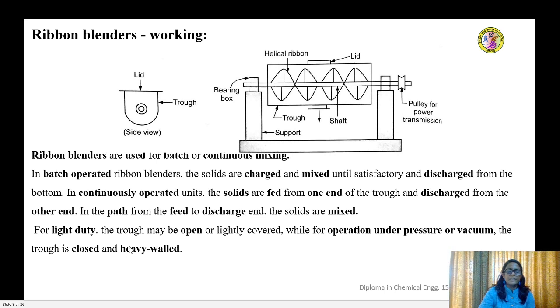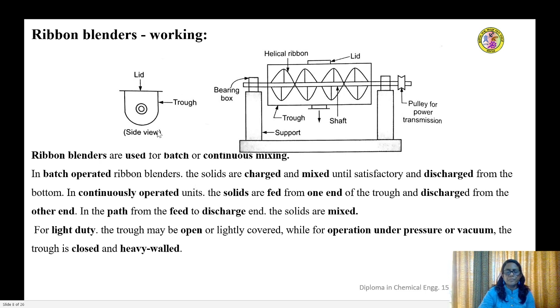So for a lighter duty, the trough may be open or lightly covered, while for operation under pressure, the trough may be closed or heavy walled. So that is how we can have an option with regard to its covering or uncovering. If the mixing operation is a lighter or simple one, you can have the blender without any top covering, that is without any closure.